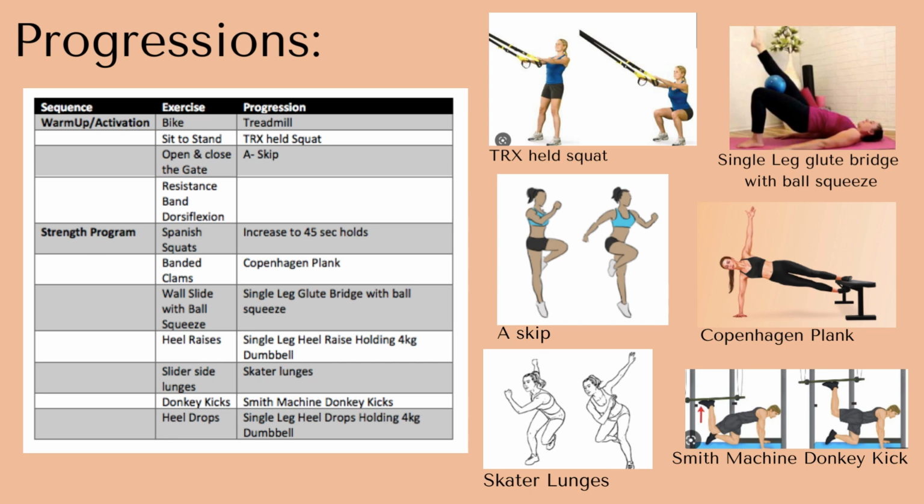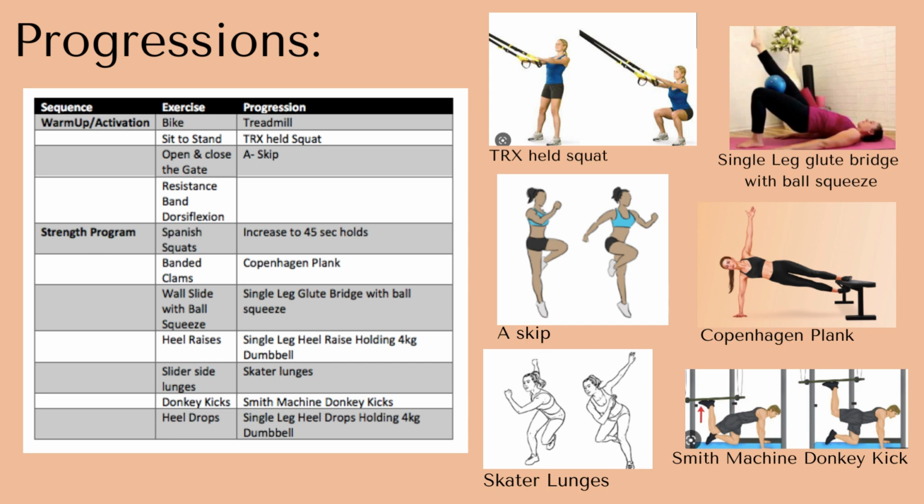Some of the progressions for Andrea will include changing the warm up from the bike to the treadmill. Monitoring her pain through this small 2 kilometer warm up will be of great importance. Changing the sit to stand to a TRX held squat will add more weight to the squat while still being able to hold the correct technique with the use of the TRX. Open and close the gate will be changed to a skip. This is a more functional running mechanic that can be used for Andrea to slowly increase her weekly split.